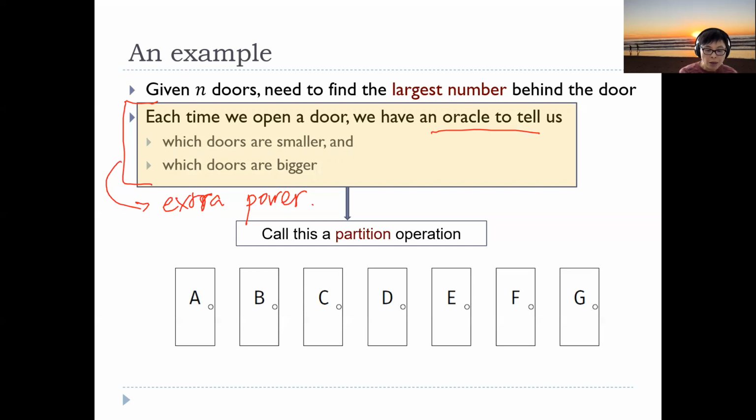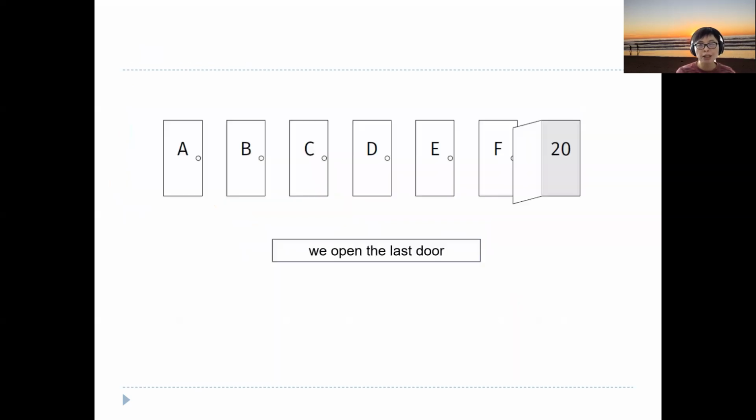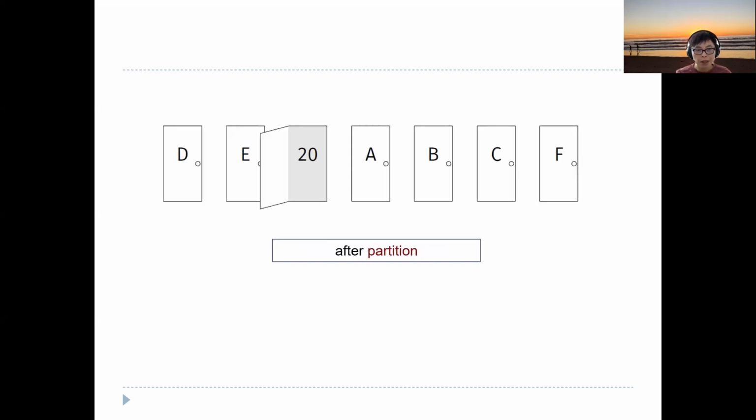Now I'm equipped with this partition operation. So here is the strategy I'm going to take. I'm going to first open the last door. I open this last door and the number is 20. Now I ask the partition oracle. What the partition does is tell me that these two doors, I don't know their numbers, but they're smaller than me. And these are all bigger than me. So that's what the partition does.